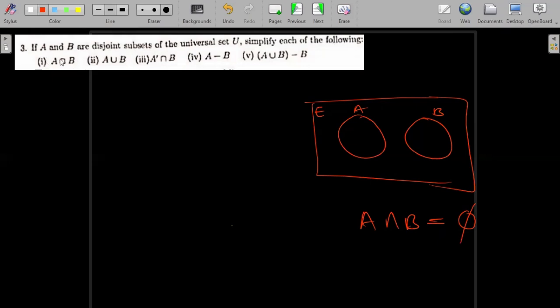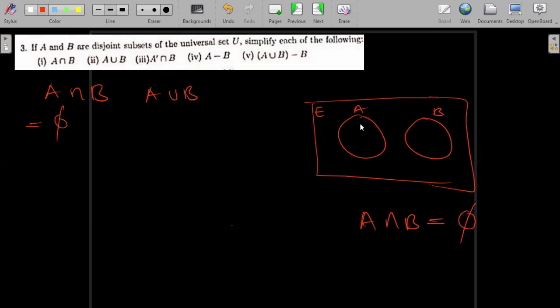They're telling me to simplify each of the following sets. So A intersect B. In fact, we've already done this one. A intersect B is just going to be the empty set because they're disjoint sets. Then A union B, what is going to be A union B?